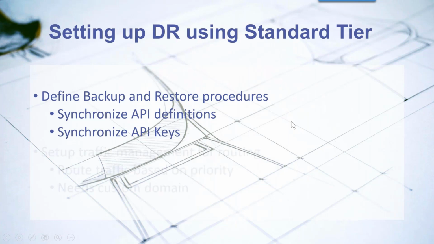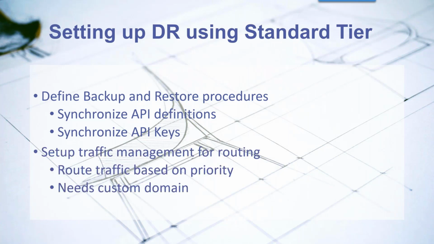And on top of that, we need to set up Traffic Manager for routing. We're going to be using traffic routing based on priority. That means that it's actually not going to be distributing the load. It's just going to go to the secondary node if the primary node has failed. And to do that, you're going to need a custom domain. You're going to find out why soon enough.